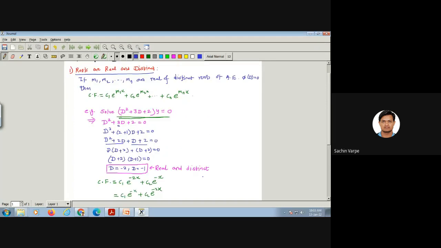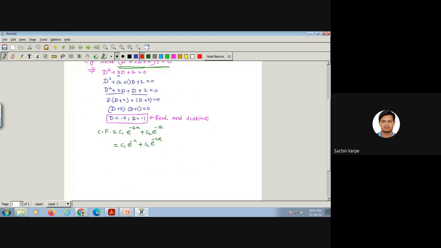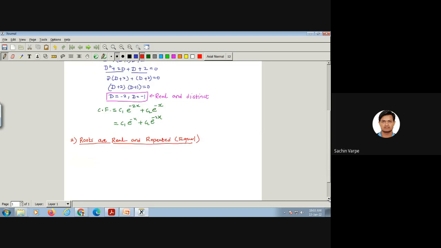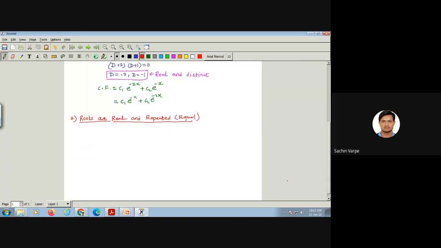Now the second case is roots are real and repeated, or equal, we can say. Okay. So what is the formula for the complementary function? So let me write the formula first.